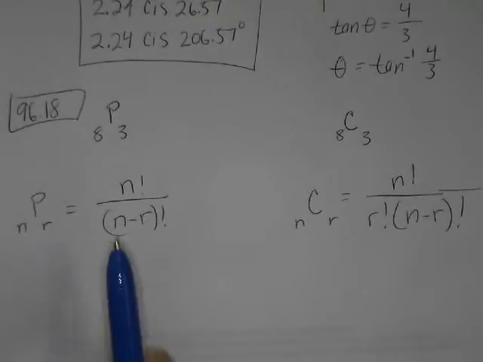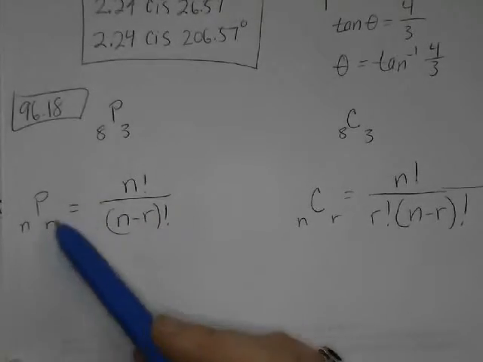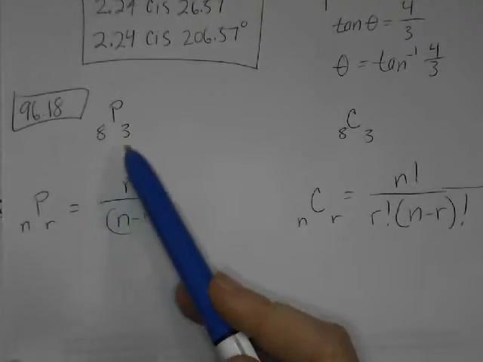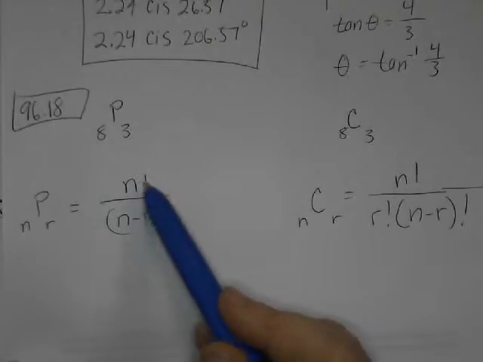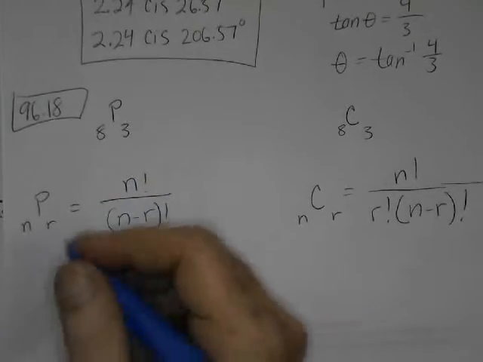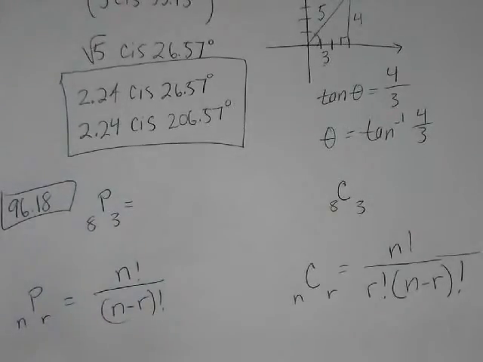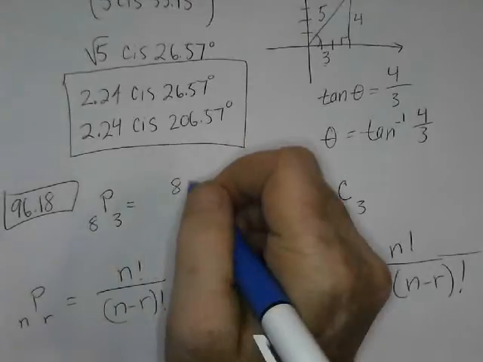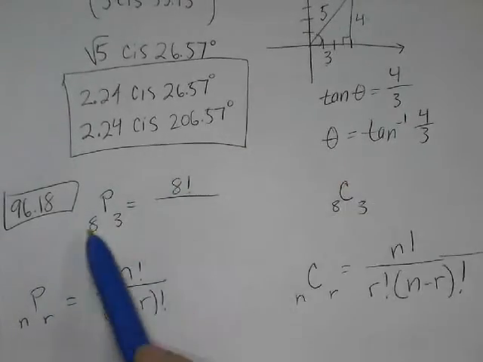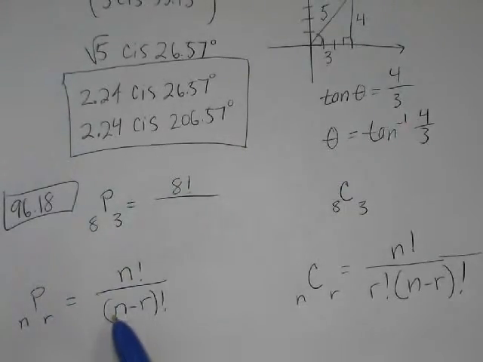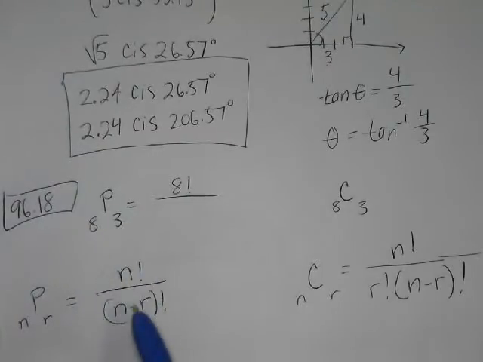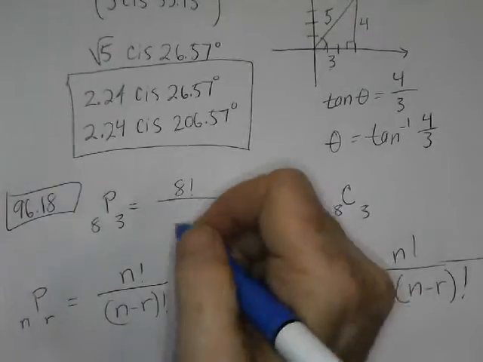So when you do a permutation, N is the 8 and R is the 3. So I'm going to put 8 factorial up here, and then N minus R in the denominator. Well, that's 8 minus 3, that's 5. So I'm going to put just 5 factorial right there.